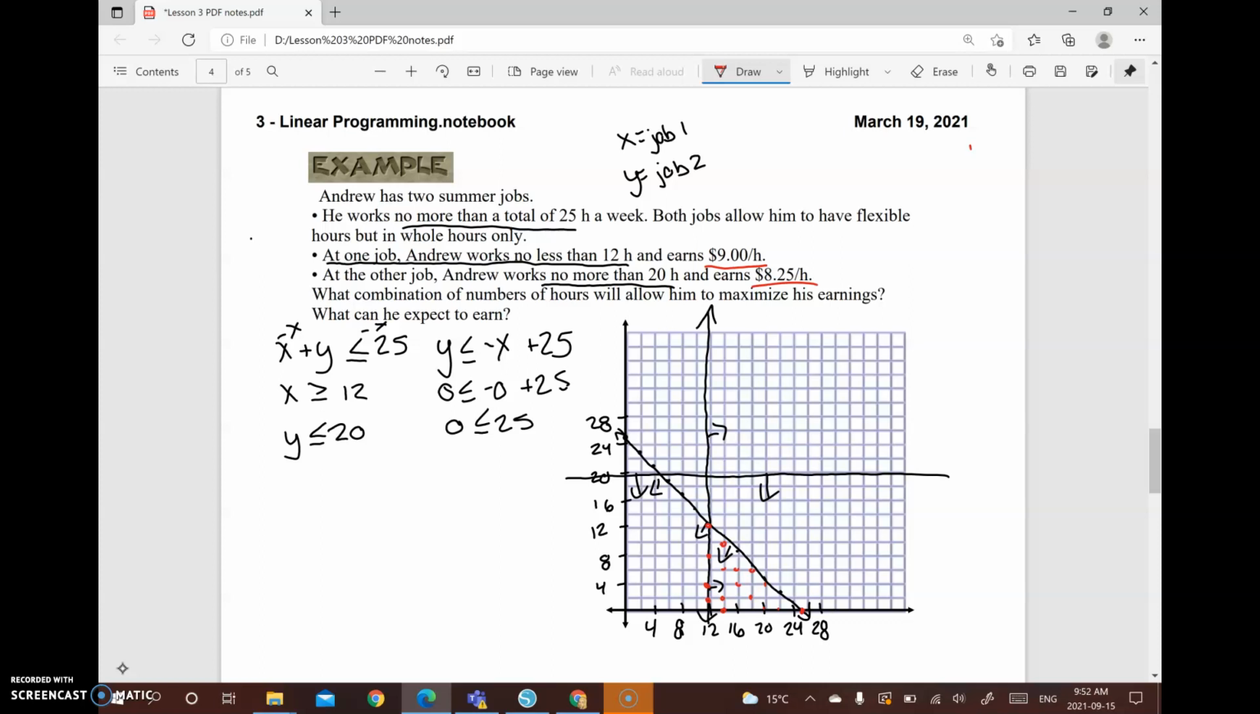Right, and then I might as well make my objective function. At job one, he earns $9, so I can represent that as 9x. And at job two, $8.25, so I can represent that as 8.25y, and that will equal my earnings or my profit. All right, so I'm going to plug in the corners, the vertices. This corner here is 12 and 13. This corner here is 12 and 0. And this corner here is 25 and 0. So I'll plug in those values and see what I get. I'll just label them 1, 2, 3.